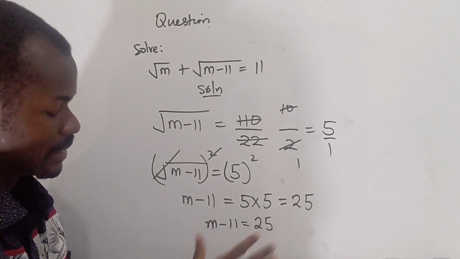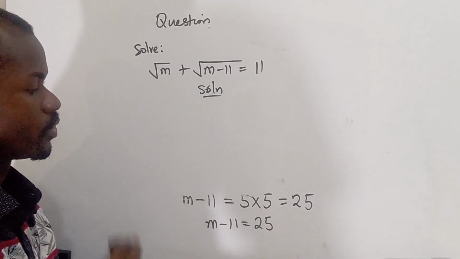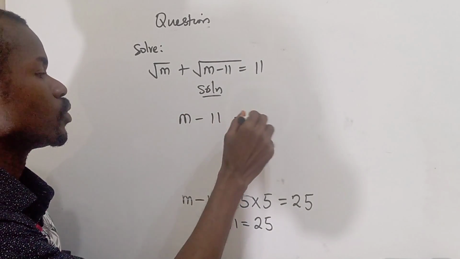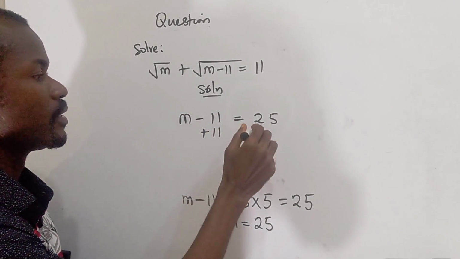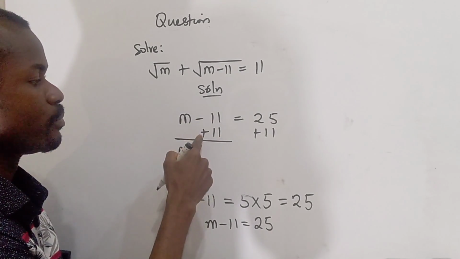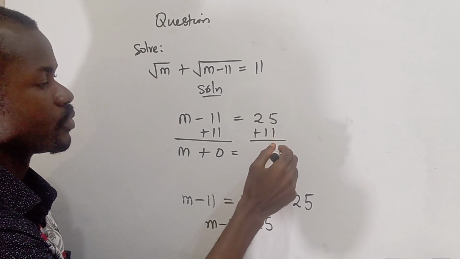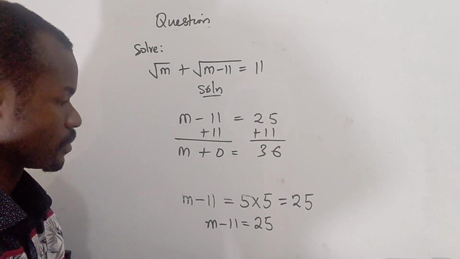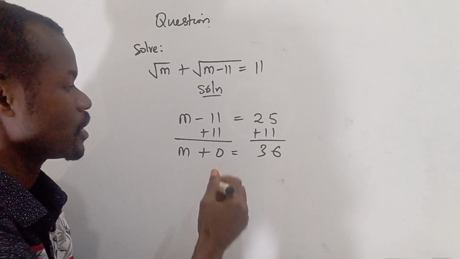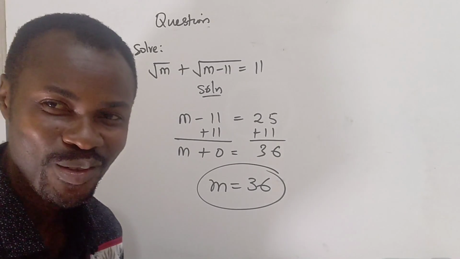All right, from this, we have a very simple equation. And from that simple equation, we are going to arrive at our answer. So if we have m minus 11 is equal to 25, I want to add 11 here. I also want to add 11 here. So m minus 11 plus 11 is 0. And if we add this, 25 plus 11, 5 plus 1 is 6, 2 plus 1 is 3. So m plus 0 is equal to m. So our m is equal to 36. So this gives us the solution to this problem.